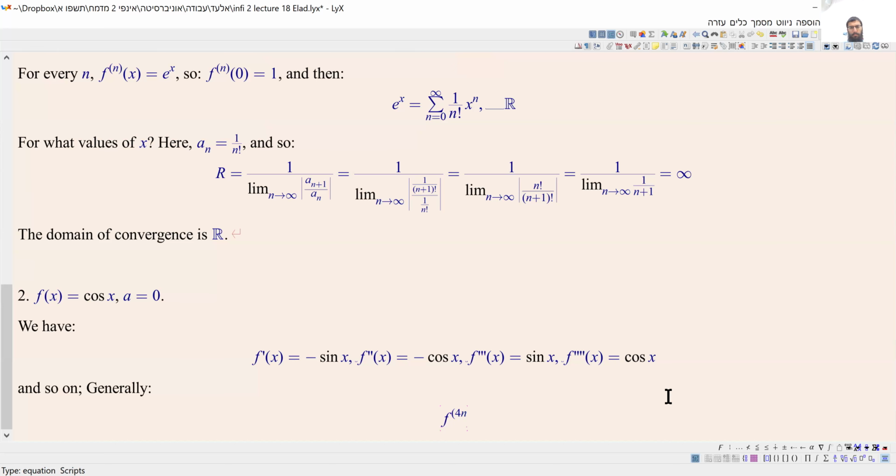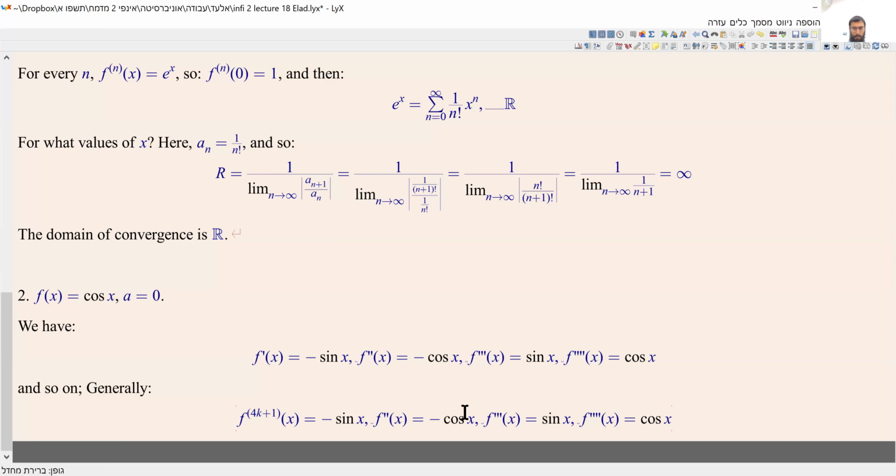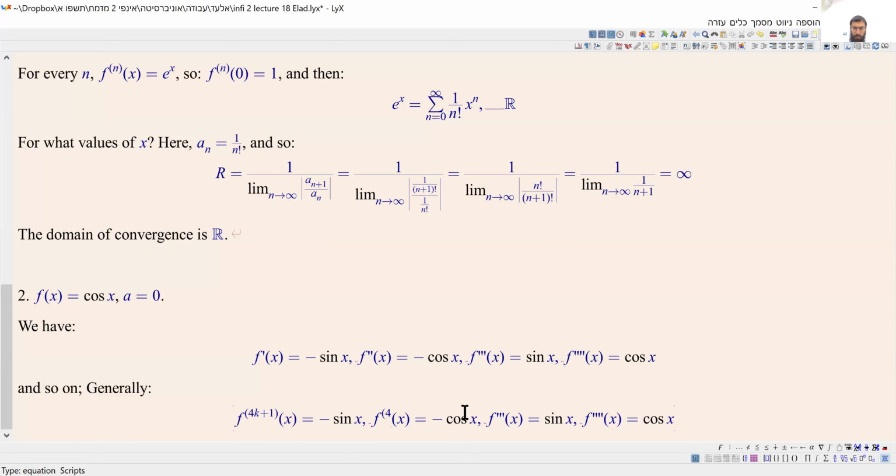When you differentiate 4K plus 1 times, that is 1, 5, 9, 13 times, you get minus sinus. And when you differentiate 4K plus 2 times, that is 2, 6, 10 times, and so on, it's minus cosinus. 4K plus 3, 3 times, 7 times, 11 times, it's sinus.